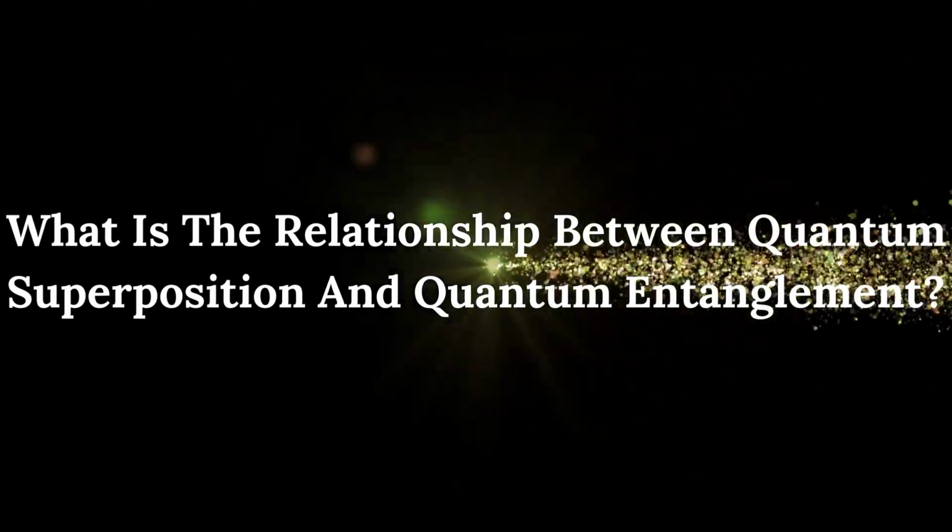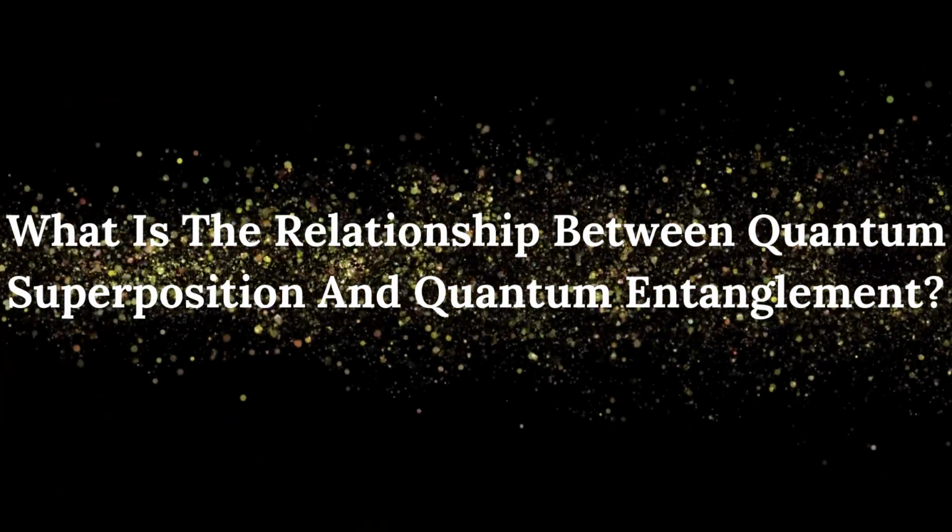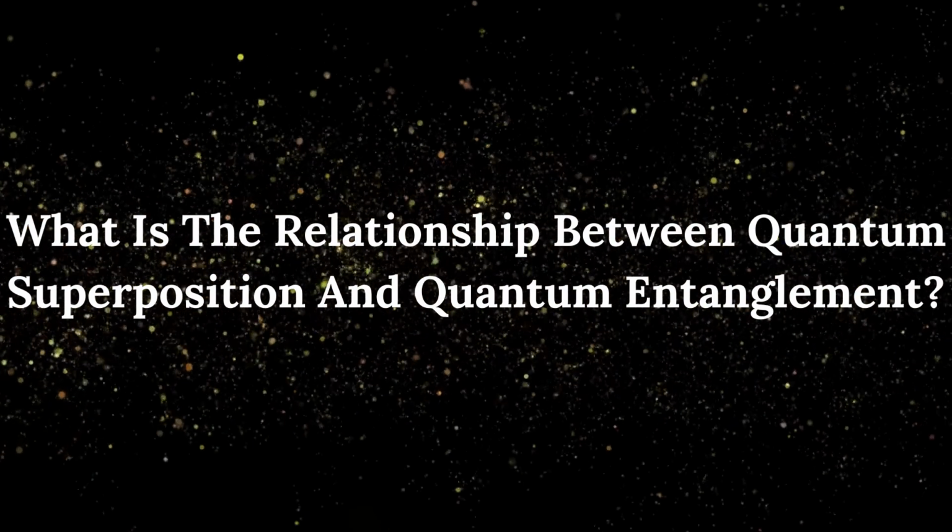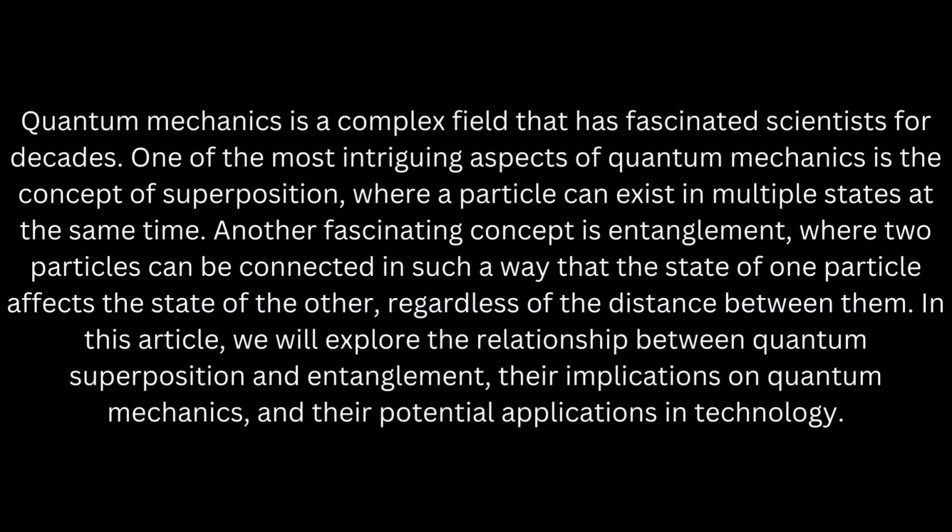What is the relationship between quantum superposition and quantum entanglement? Quantum mechanics is a complex field that has fascinated scientists for decades. One of the most intriguing aspects of quantum mechanics is the concept of superposition, where a particle can exist in multiple states at the same time. Another fascinating concept is entanglement, where two particles can be connected in such a way that the state of one particle affects the state of the other, regardless of the distance between them.